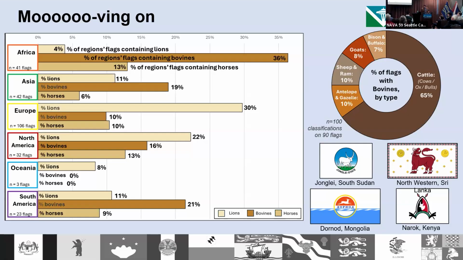So before I move on, bovines are very common. They're the second most likely mammal to occur on a flag. But of those, nearly two thirds are cattle, cows, bulls, things like that.